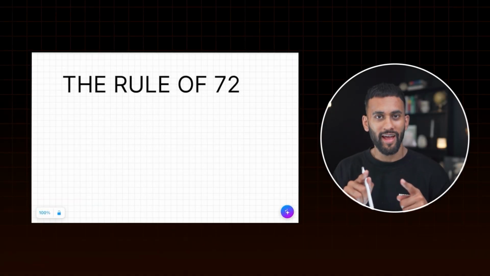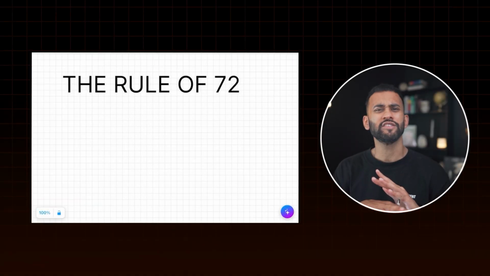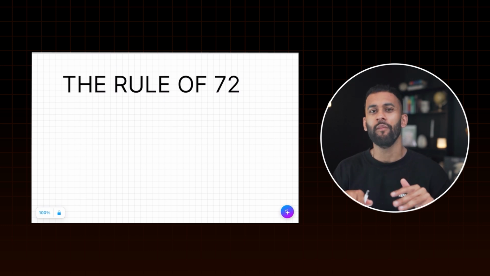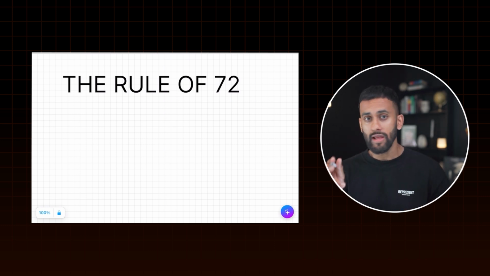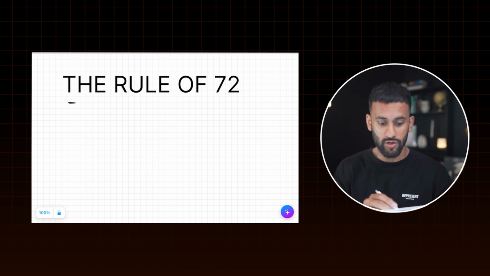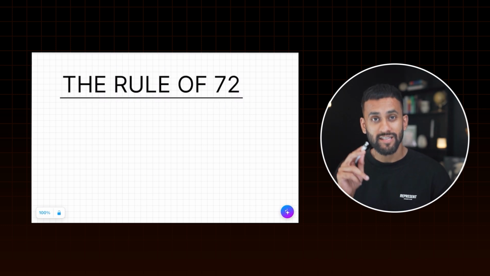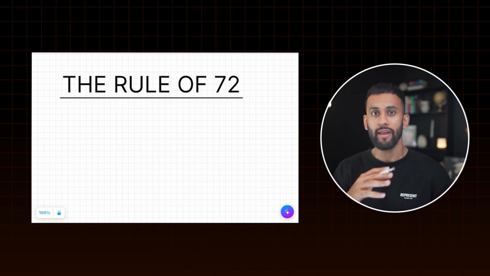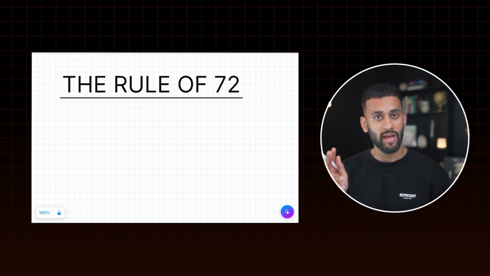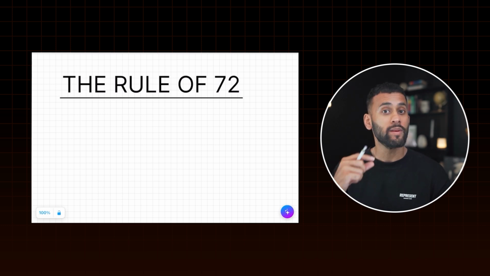The final formula is the rule of 72. This is such a simple but pretty cool formula which basically tells you how long it's going to take to double your money based on the return on investment you're going to get. So all you have to do is take the number 72 and divide it by the expected return on investment, and it'll tell you how many years it will take for the initial investment to duplicate itself.